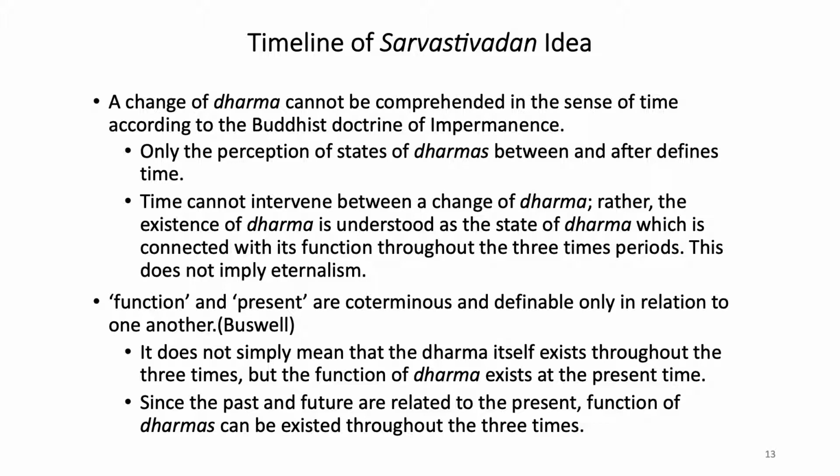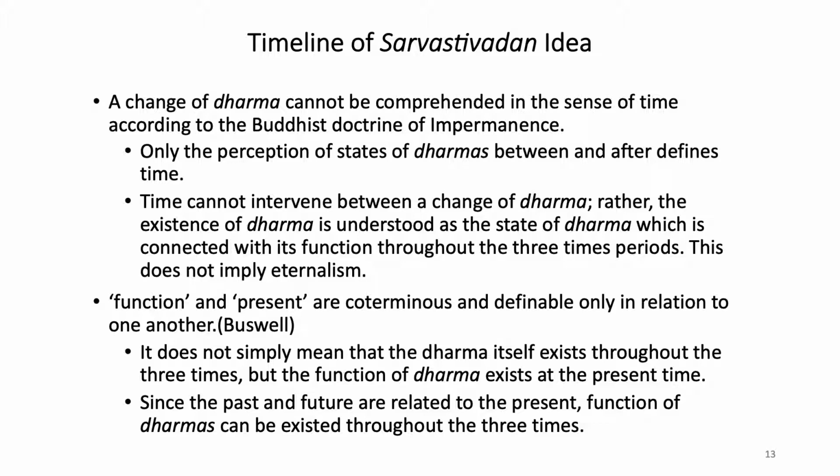In other words, time cannot intervene between a change of dharma, and this does not imply eternalism, but rather the existence of dharma is understood as the state of dharma which is connected with its function throughout the three times period. Robert Boswell mentioned, for the Orthodox Vaibhasika, function and present are coterminous and definable only in relation to one another. Past and future have no distinct meaning except in relation to this present moment of functioning.